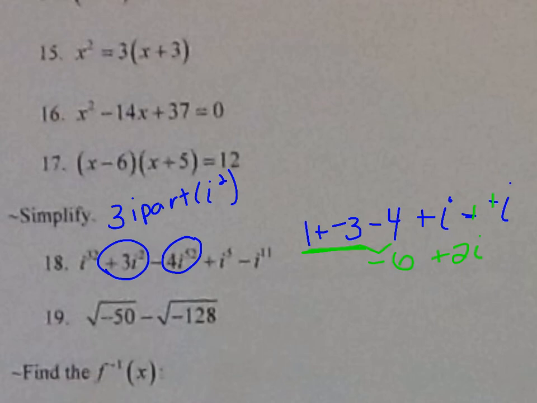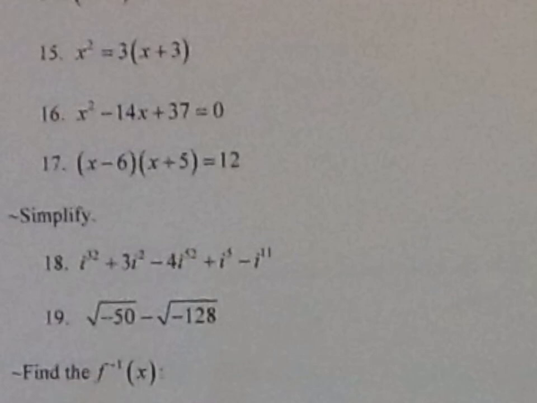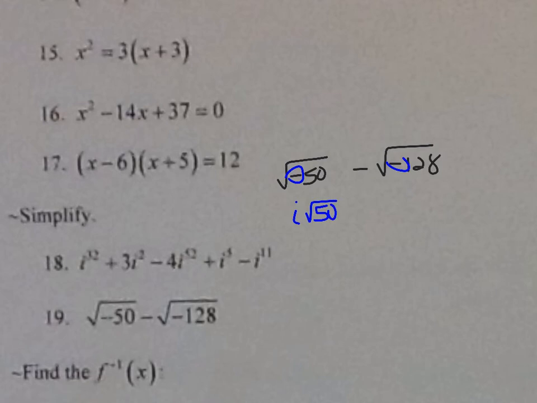All right, let's take a look at number 19. So remember, in order to add or subtract radicals, square roots, you have to have the same radicand. You have to have the same number underneath the radical. So we are dealing with square roots. I noticed the negatives underneath, so they're going to become i. So I have i the square root of 50, i the square root of 128. So the perfect square that goes into 50 is 25 times 2. The square root of 25 is 5, so it's 5i, the square root of 2.